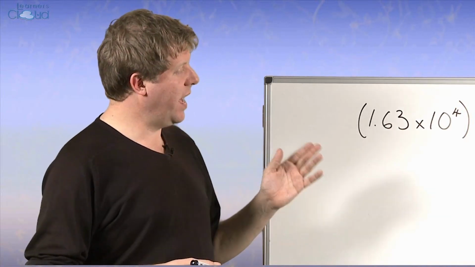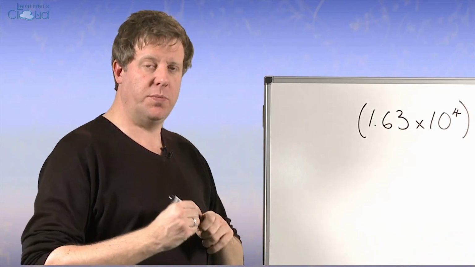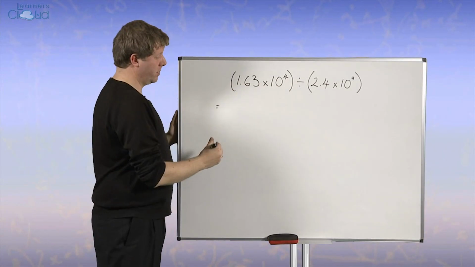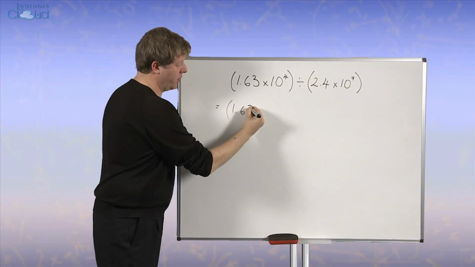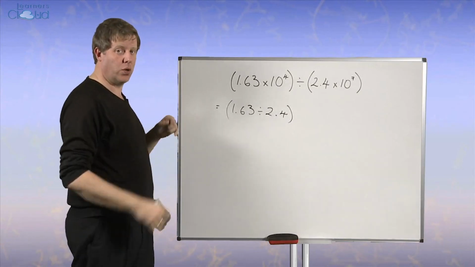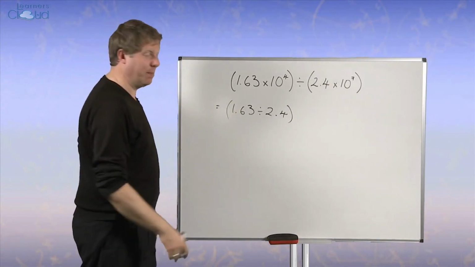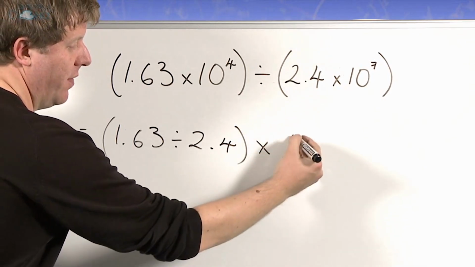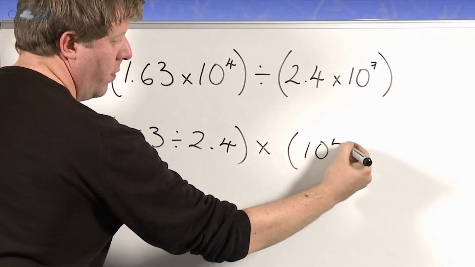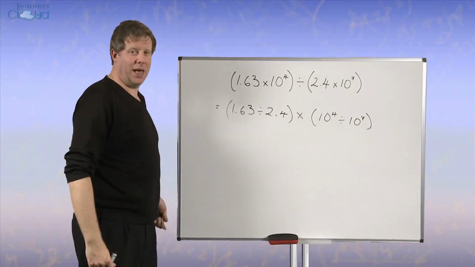So when it comes to solving a question like this, the first thing we need to do, as before, is separate those parts and work them out independently. So we're going to separate the number parts. So we're going to have 1.63 divided by 2.4. Remember, this is a division question now. Now remember, it will always be the number multiplied by 10 to the power of something. So we have a multiply sign there now, and remember it's 10 to the power of 4 divided by 10 to the power of 7.